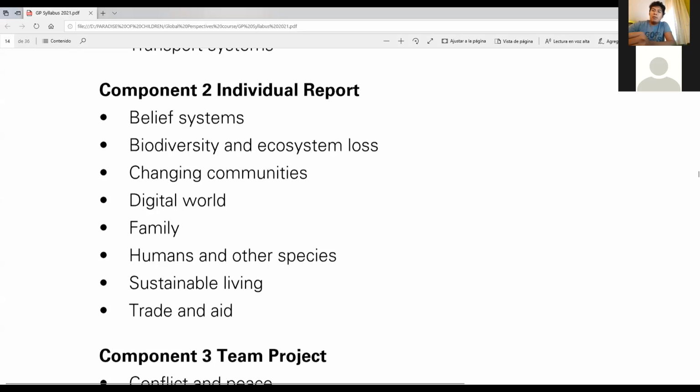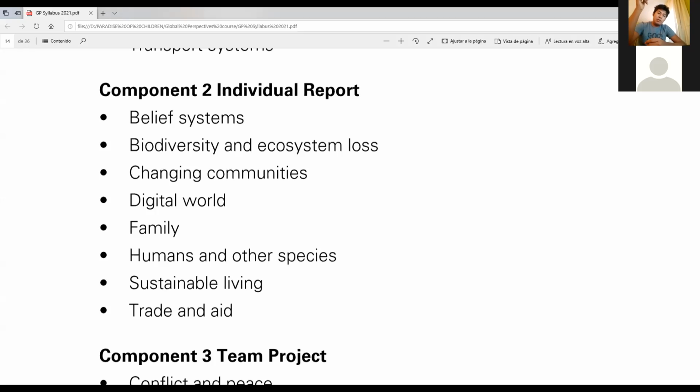Caroli, again. I didn't understand fully your question. Look, the IGCSE has 3 components, remember, okay? And the 3 components are the written examination, which is individual, obviously, the component 2 individual report, also individual, and only for the component 3, the team project, you will need to gather in groups. That's the only thing.